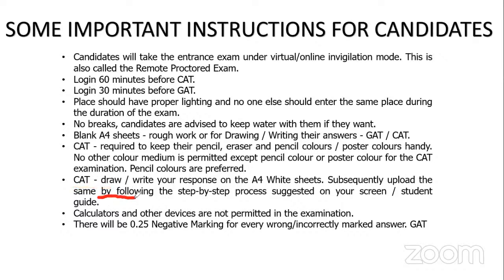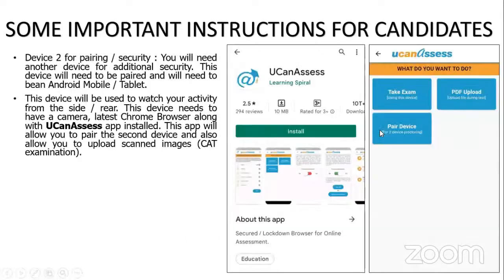How is it to be done? You will be given instructions on the screen, that is, in device one, they would give you instructions. Whether it has to be done after each question or after the CAT exam, you will only get an idea once the mock exam has been declared. When the mock exam is conducted, you will get better clarity on that. I think these two points are already clear: calculators are not permitted, and there is 0.25 negative marking in case of GAT.